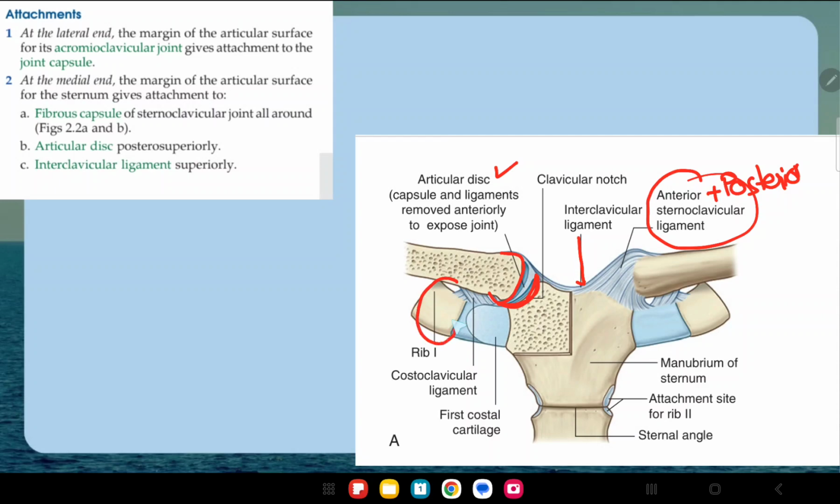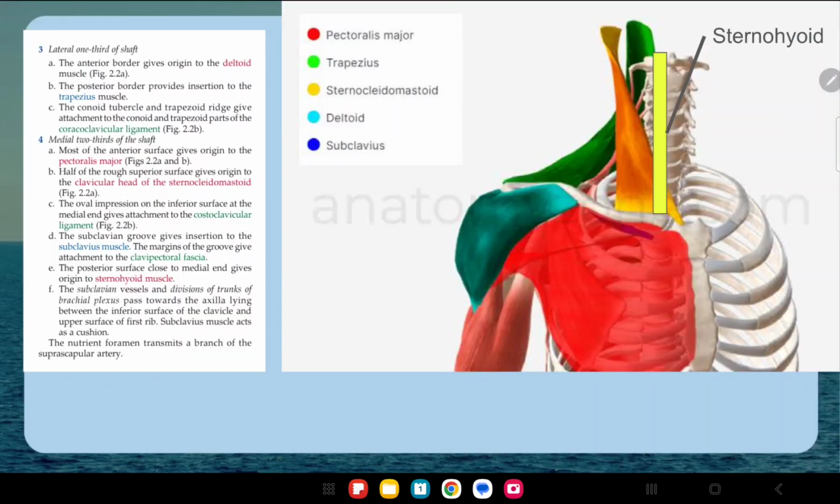This is rib 1. And remember, I told you the costal cartilage of rib 1 and the clavicle, and the ligament attaching both of them is called the costoclavicular ligament. This is the sternal angle, which is an important landmark, also called the angle of Louis, and the attachment site for the second rib and the manubrium of the sternum. So the first point and second point are clear.